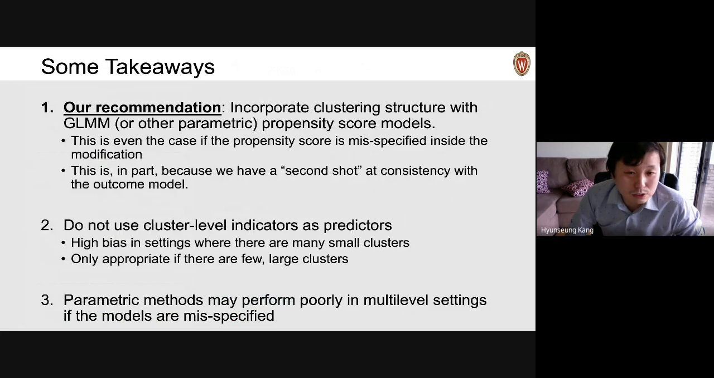Yeah, so some takeaways from this exercise that we've done. As our general recommendation, whenever you apply machine learning methods to multi-level observational data, we believe the simplest solution, maybe not the theoretically correct solution, but the first step solution, is to essentially replace the propensity score estimates with something, we use GLLMs, or something parametric, and that parametric model encapsulates the clustering structure.